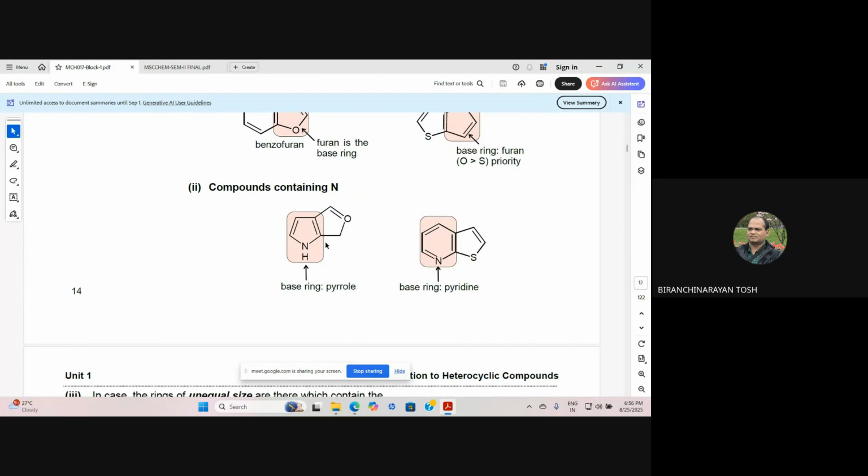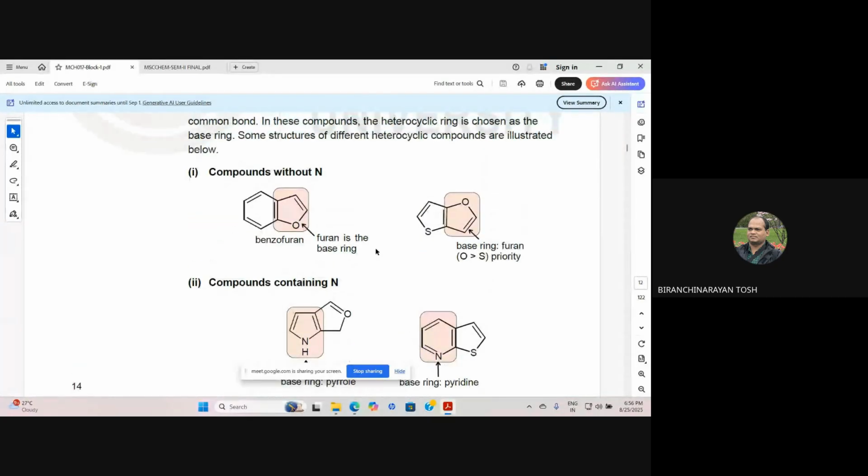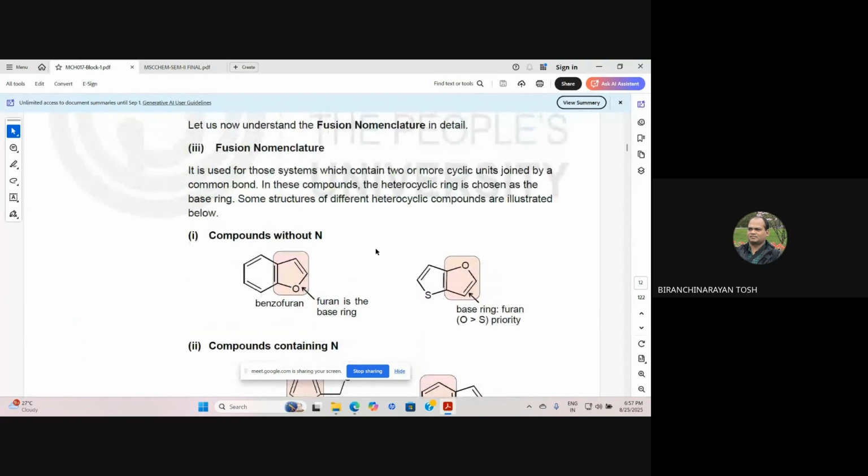Here nitrogen and oxygen are there, so nitrogen will be given the priority. So pyrrole, the base ring is pyrrole, and the other is furan. So furan, nitrogen. Yes, if nitrogen is there, then nitrogen will be the base ring.